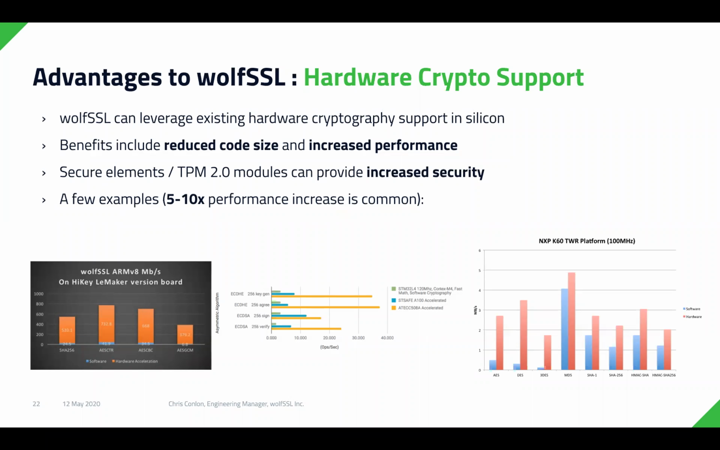The one on the left is a comparison of ARMv8 accelerations to software crypto. The one in the middle is showing you performance on an STM32L4, an ST-Safe, and then a Microchip ATECC508A module. And then the one on the right is an NXP Kinetis K60 tower platform.